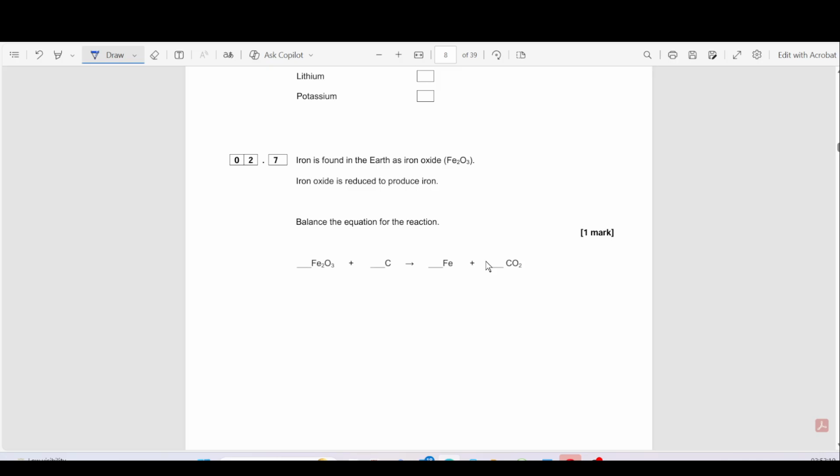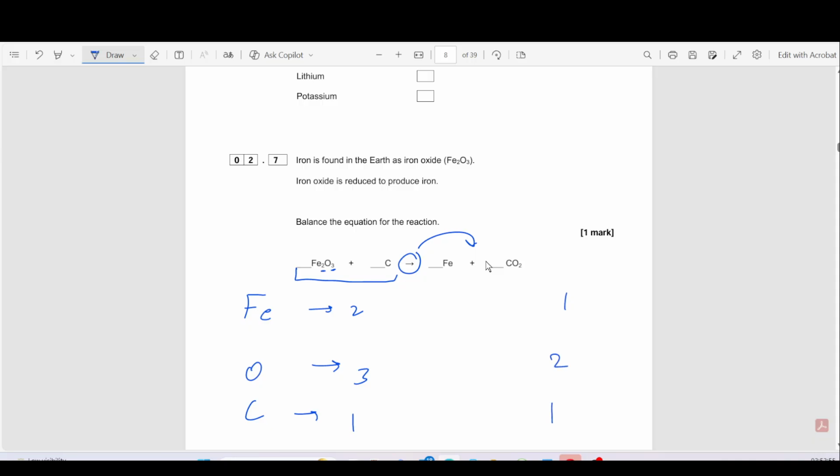Next one, we need to balance this equation. Balancing means both sides, reactant and product side, should be the same. So how do we do it? We count the number of atoms of each element on both sides. We have iron, oxygen and carbon. On the left side, the reactant side, iron is 2, oxygen is 3 and carbon is 1. There is just one carbon, right? But on the product side, the right side of this arrow, carbon is 1, oxygen is 2.